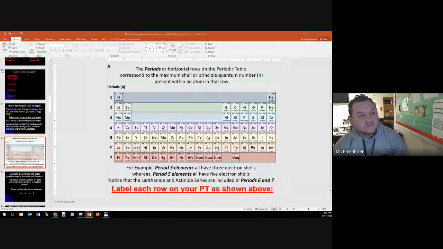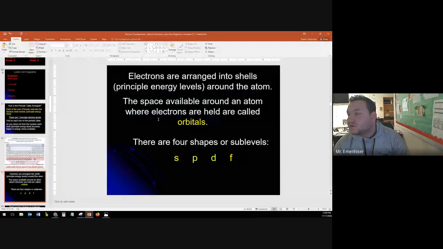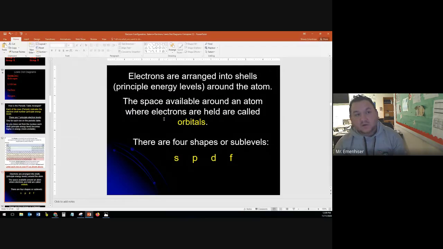Remember, there are things called orbitals. An orbital is a region in space where an electron likes to hang out. There are 4 shapes of orbitals.